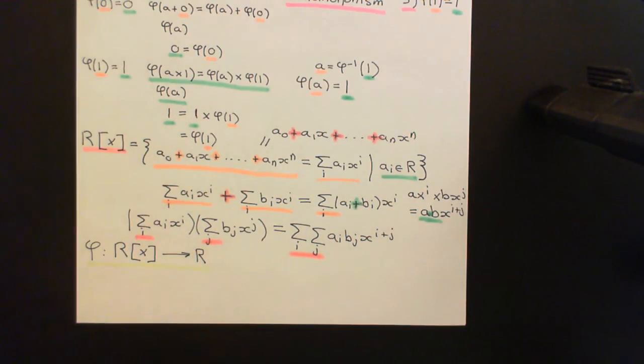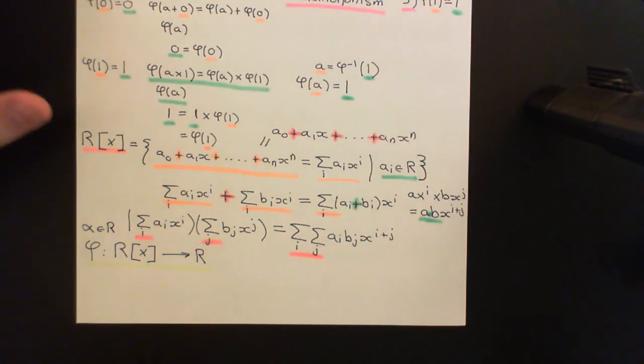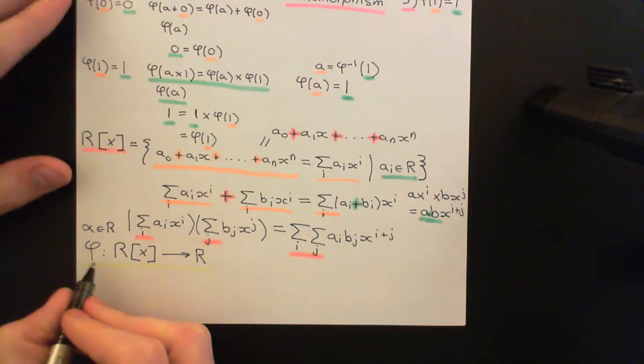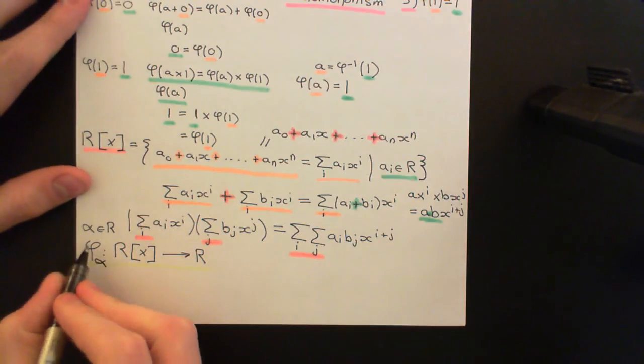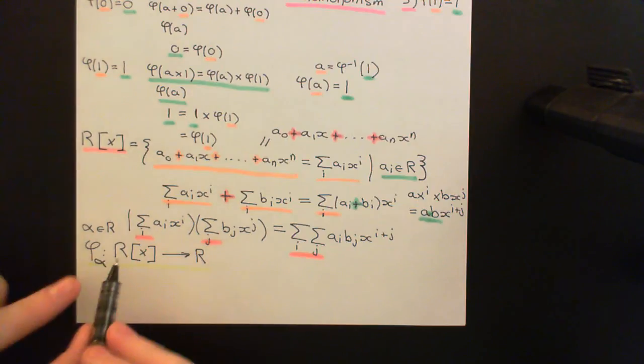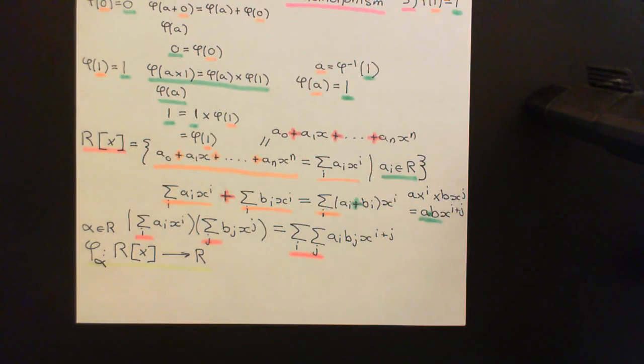Well, it's going to work by evaluating each polynomial as a certain element of the ring. So I'm going to take some alpha from the ring capital R. You pick any element from this ring, any one that you want. And we're going to then create this homomorphism, which will be called phi sub alpha, a homomorphism from the polynomial ring to the ring capital R. Now it's not going to be an isomorphism, most certainly not. It's going to be a homomorphism, it's not going to be bijective.